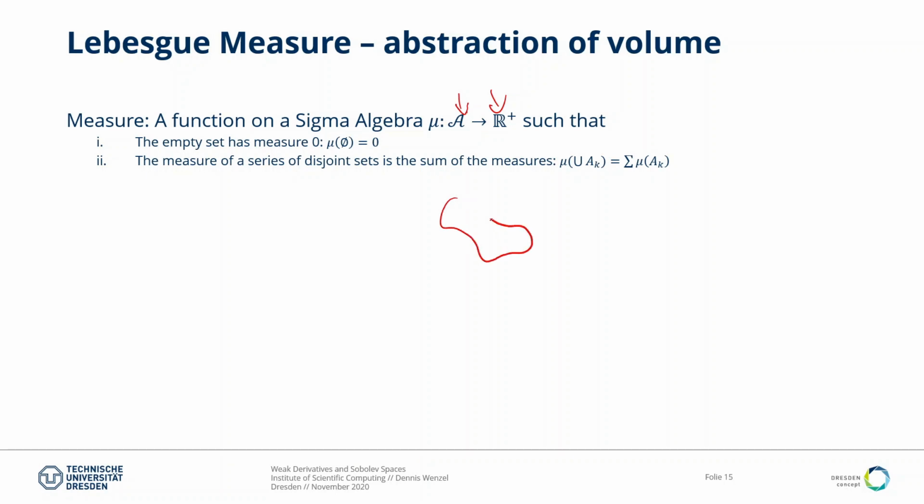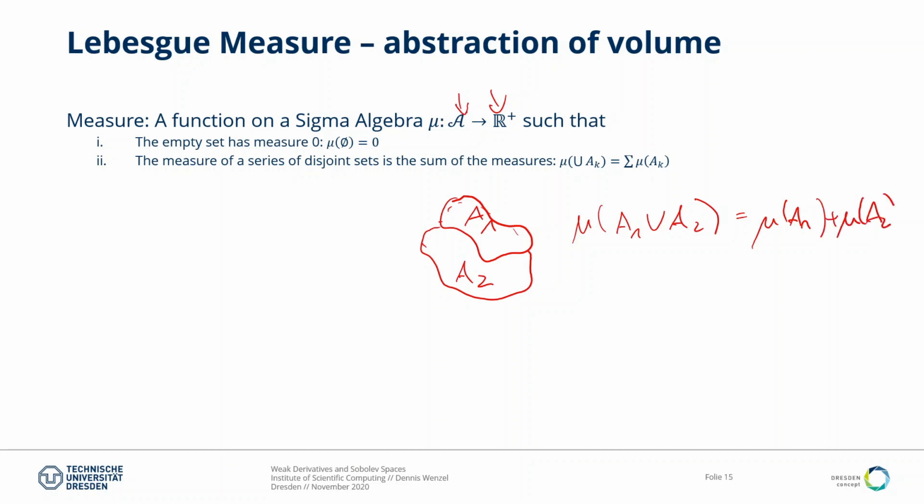So if I have one set A1 here, and I have another set A2, and they are built such that they are disjoint, which you can see here, then, well, what's the union of those two? Well, the union is all of that here, right? And so the measure of A1 in union with A2 should be the same as the measure of A1 plus the measure of A2, so more or less the area of those two parts. So this is the mathematical way of defining a very intuitive property that we would definitely expect from something that can be seen as a volume or area measure.